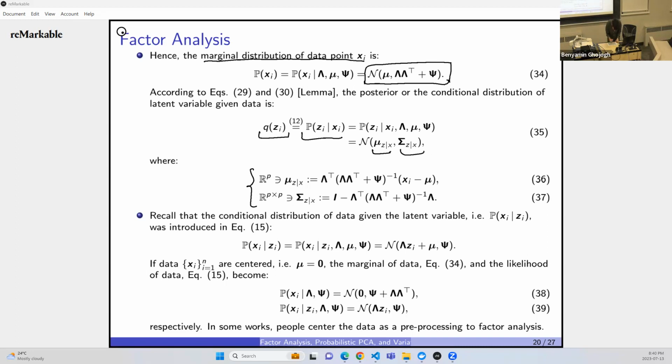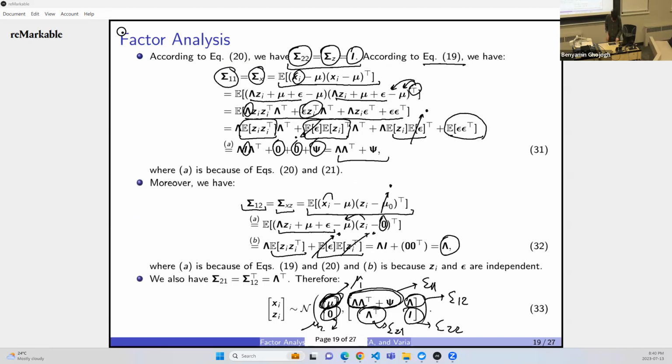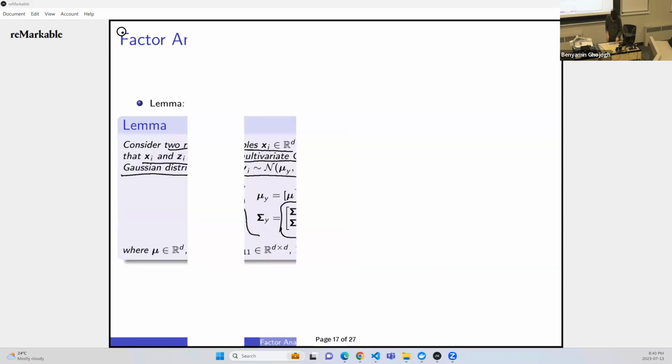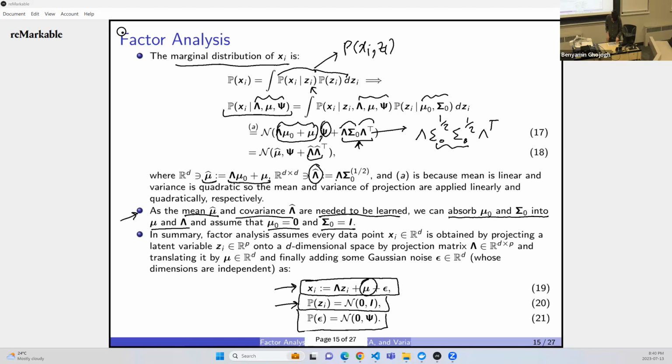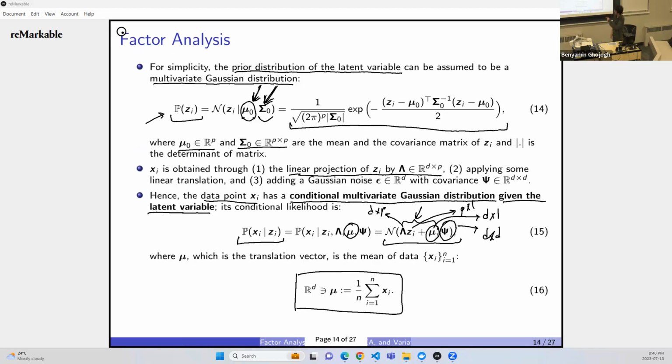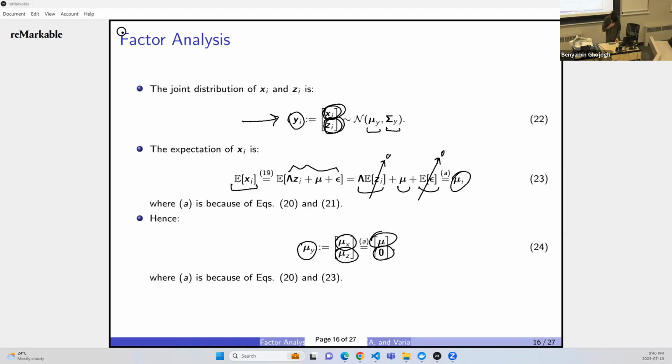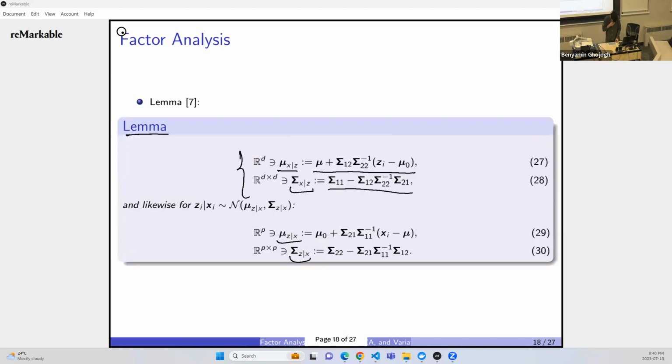Now recall that the conditional distribution of data given the latent variable, which was P of Xi given Zi, was introduced in equation 15. Right? Do you want me to go back to equation 15? I don't remember equation 15 myself. This was equation 15. We had it. P of Xi given Zi was the Gaussian distribution of lambda Zi plus mu and psi. Okay. Let's go back to where we were.